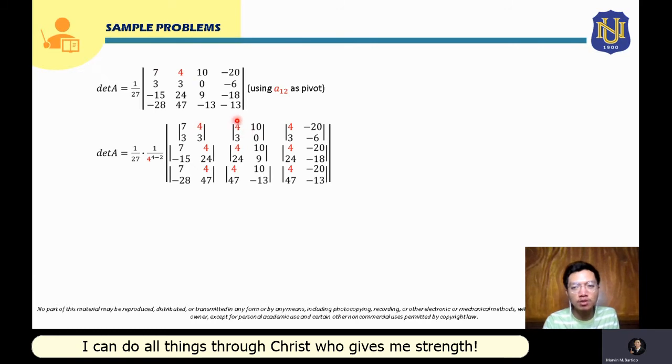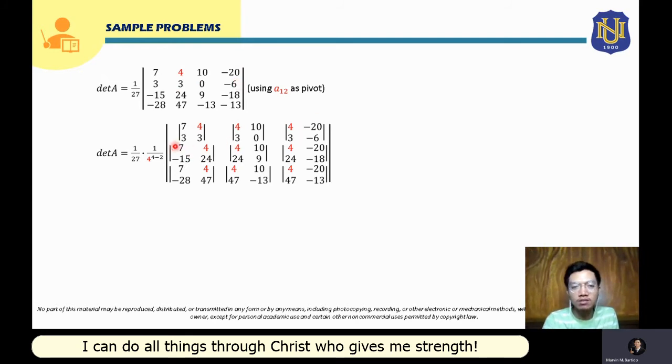And then for this 2 by 2 matrix, we will just move to the right. So this will remain here, and this will be our pivot. So this will be 4, 3, 10, 0. And then for our last matrix here, we will just move to the right. This will be 4, 3, negative 20, negative 6. So this will be that 2 by 2 matrix.